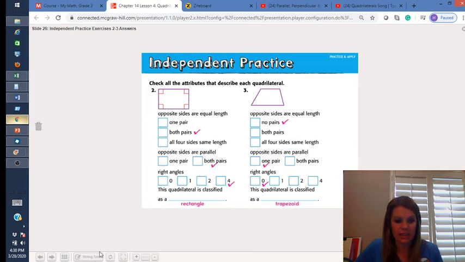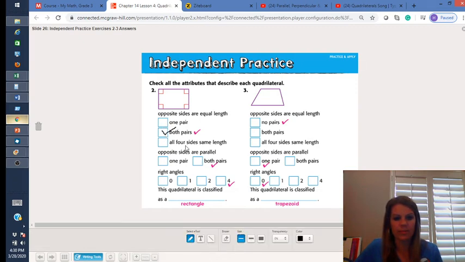Now, if I was checking this off, I would probably have done the check mark in there, check mark in here and check mark in here. Okay. Now this one said opposite sides are equal length. Well, none of these sides are equal length, right? This side is not equal to this one, and that one is not equal to this one. So no pairs are equal length.